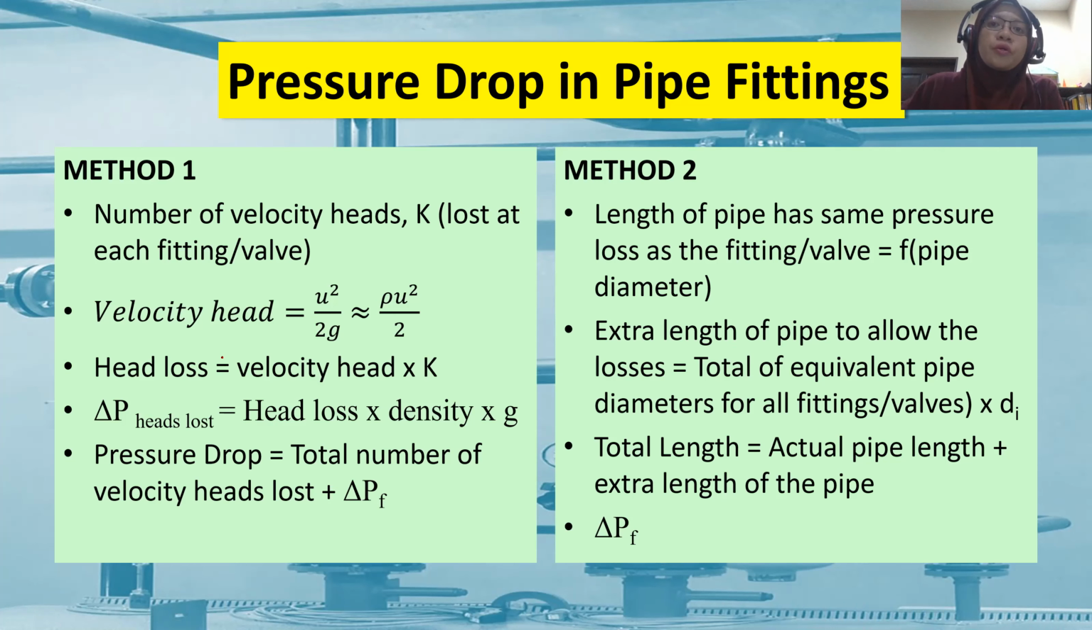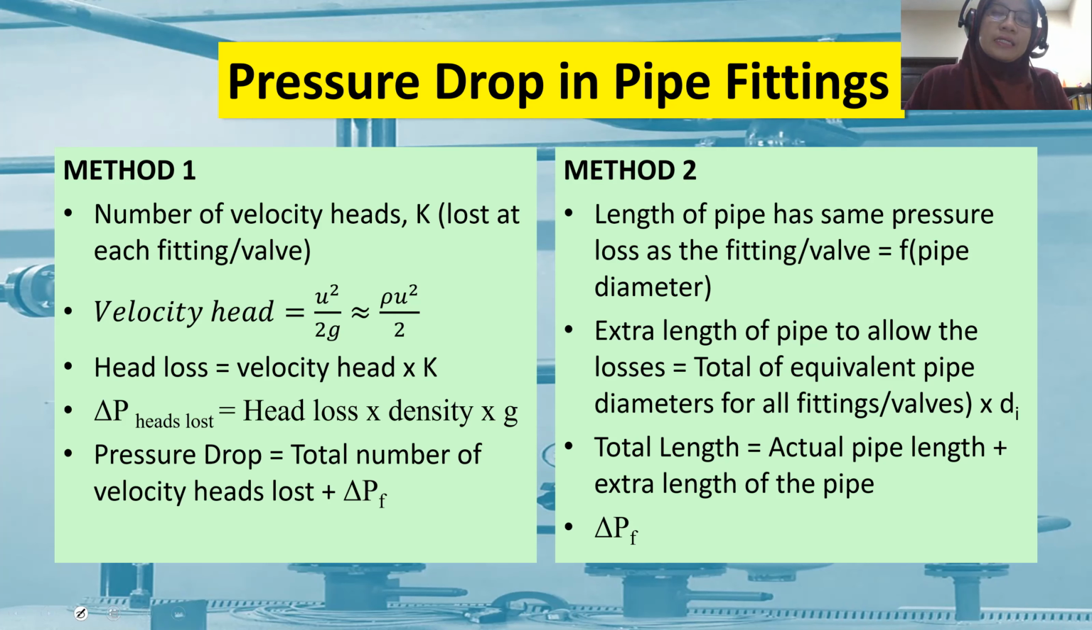One is based on the number of velocity heads, and the other method is based on length of pipe, to calculate the length of pipe that has the same pressure loss as the fitting or the valve, where this length of pipe is a function of pipe diameter. Okay, now let's look at method one.